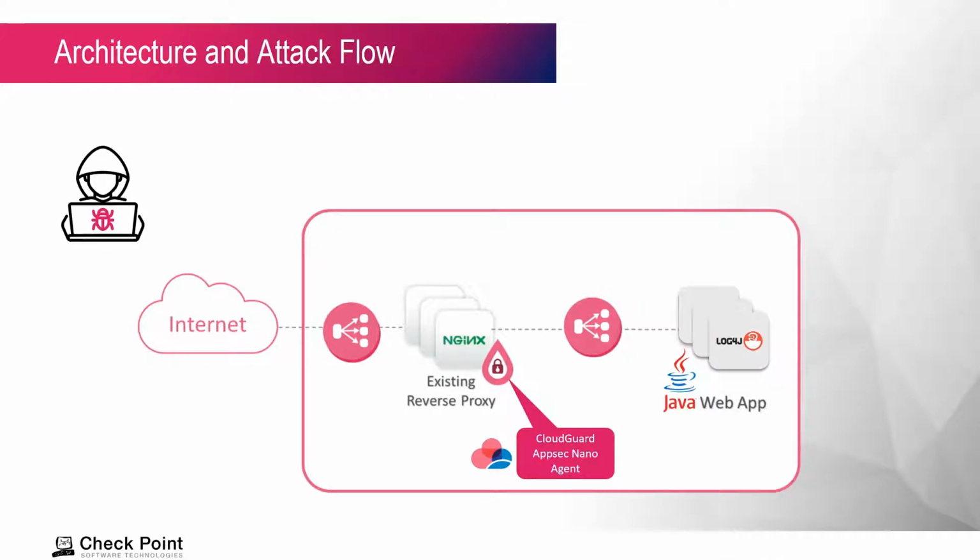After a successful attempt, we are going to install the AppSec Nano agent on the Nginx reverse proxy. The Nano agent will block a second attempt of the malicious request without any signature matching or manual updates to the security.